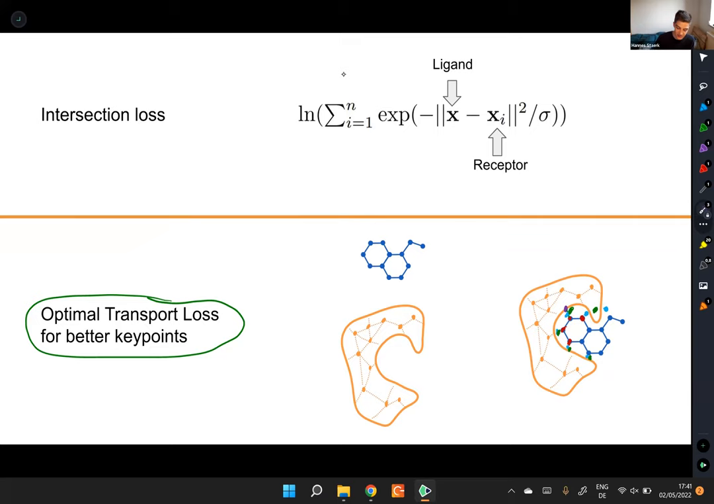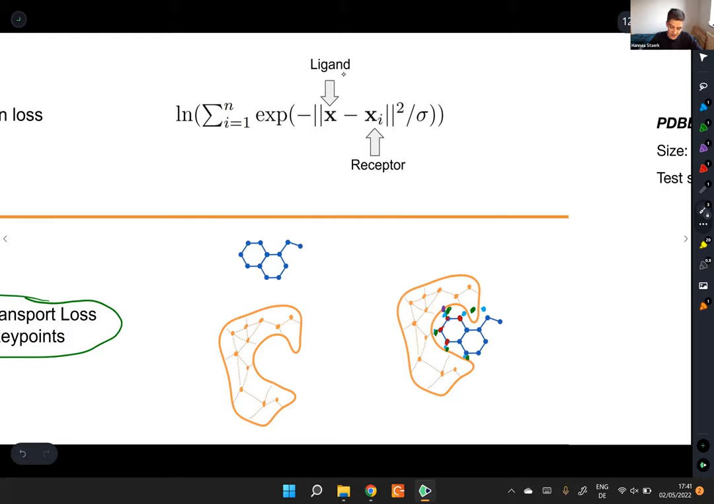Okay, so in the end, we can say that we have this additional optimal transport loss term to make our key points correspond to interaction points between the ligand and receptor. Assuming that we actually capture interaction points with this pocket point construction, where we look at the outer atoms of the ligand and the closest atom of the receptor to those outer atoms of the ligand and interpolate between those two. Okay, well then we have everything together. These are the main components of EquiBind.